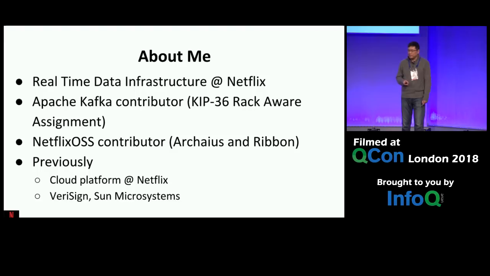I was the Apache Kafka contributor for KIP-36, rack-aware partition assignment. So this was added in the Kafka 0.10 release. It was the second most important feature coming after Kafka Streams in the 0.10 release. And it was a significant improvement for fault tolerance.